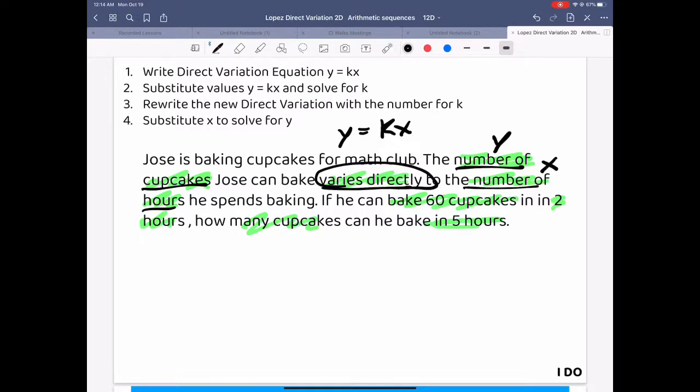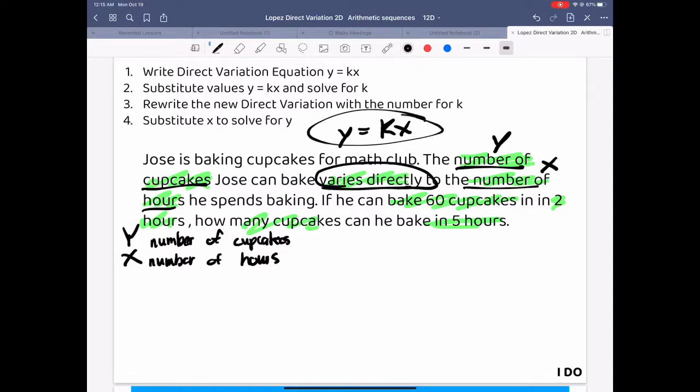So if you wanted to write number of cupcakes, that's going to be y, or that's going to represent your range. Number of hours, that is your x, that is your domain. Now, that's not asking for that. We're trying to figure out this right here. So, we're going to go ahead and start off the problem.